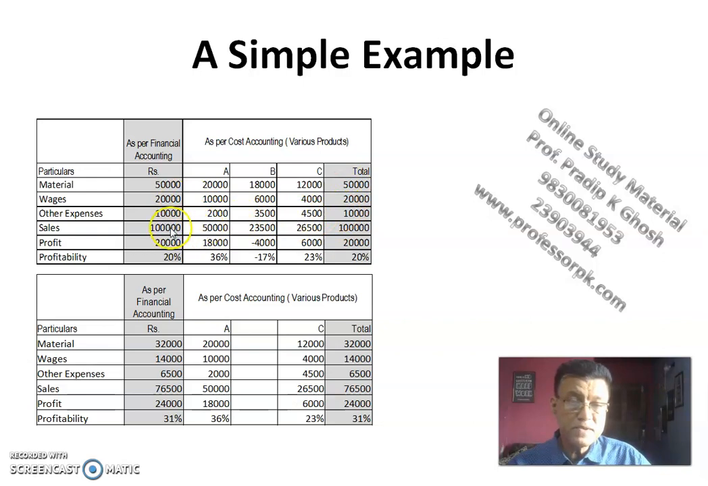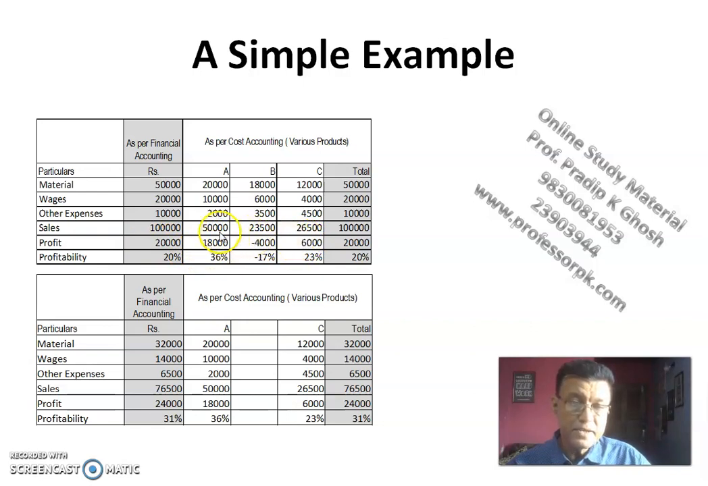So the costs have been split and the sale price also has been split. Whatever sales have been recovered by selling these 3 products are also split. The control total is here, this total and this total is matching. And now you have individual profit of each of the products.